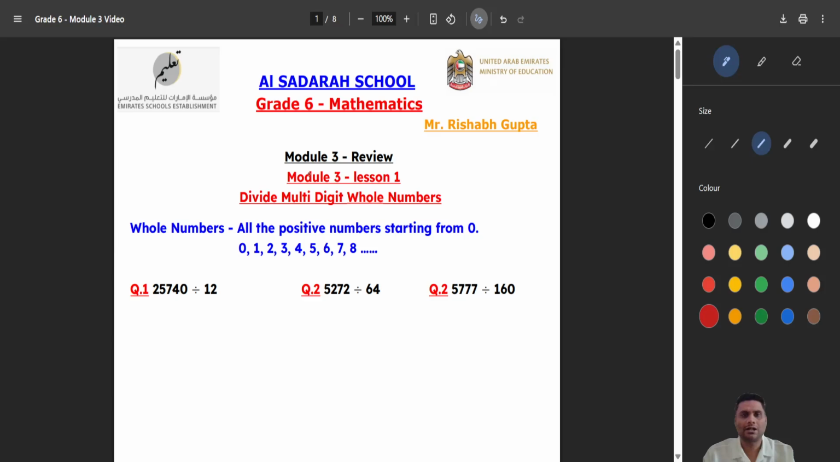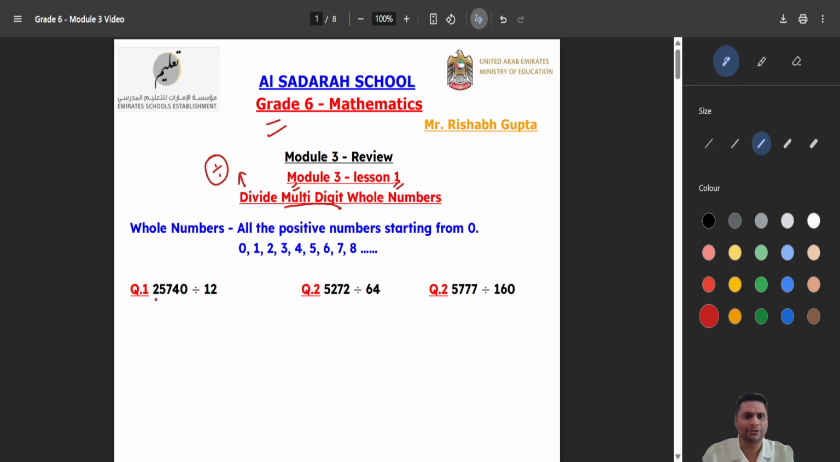Today we will start module number 3 from grade 6. Okay, lesson number 1, divide multi-digit whole numbers. Now, divide means takseem. Multi-digit means a number with more than one digit.